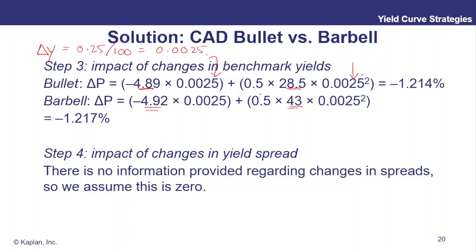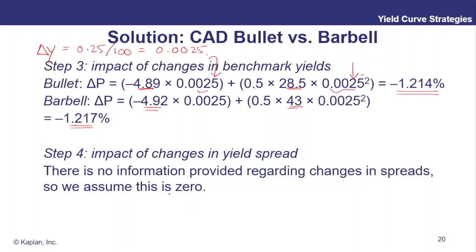Okay, now if you work in decimals, decimals in, decimals out, you should be getting minus 0.012114 here for the bullet, and minus 0.01217. They're being expressed as percentages here, but the mantra decimals in, decimals out, it's not just a nice thing to chant here; it's a necessary thing to do. Otherwise, you are going to get it wrong.